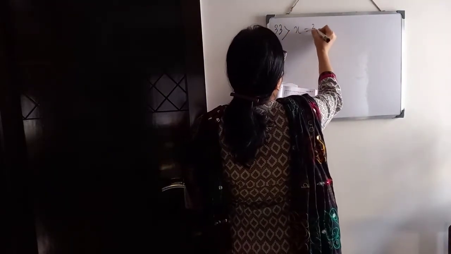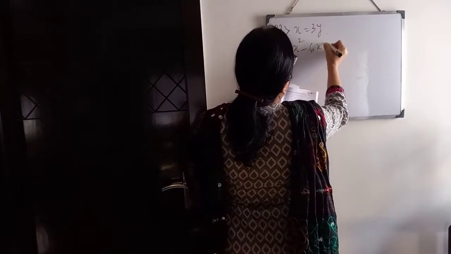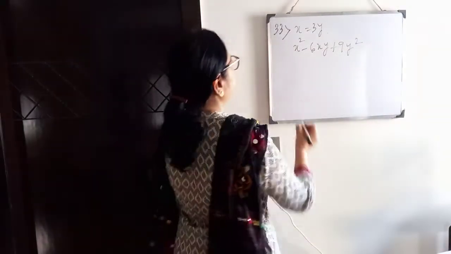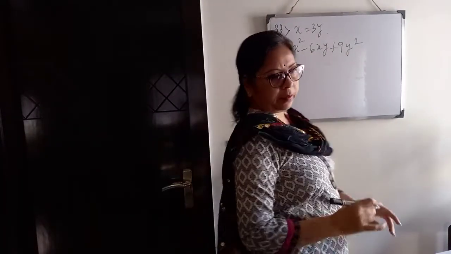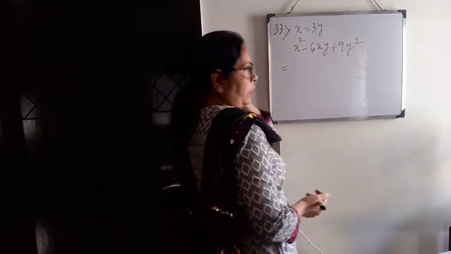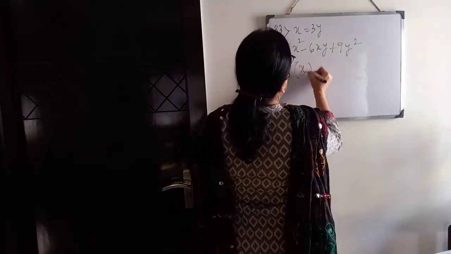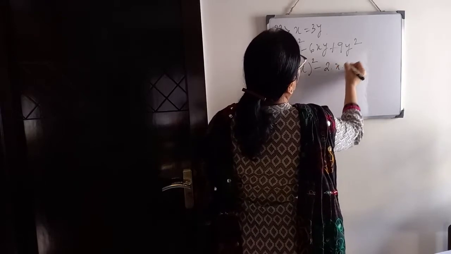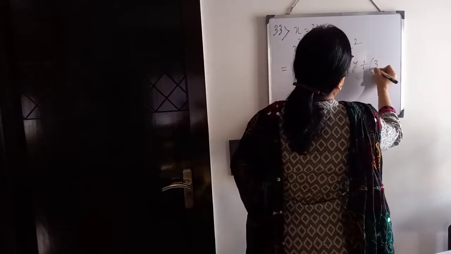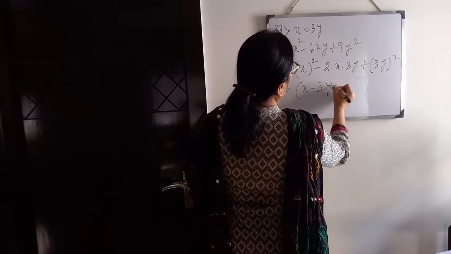x equals 3y, it is told. Then find the value of this. Clear? Now, first we will express it in the form of perfect square. There is minus, so obviously it will be in the form of (a minus b) whole square. This equals, we can write x square minus 2 into x into 3y. So 3 twos are 6, 6xy we are getting. Now this equals, we can write (x minus 3y) whole square.